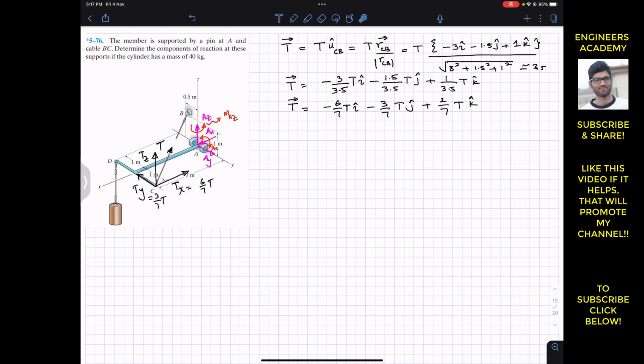Similarly, to find this T, I apply the summation of moment about point A, which must be equal to 0, since this supported member is in equilibrium. Before applying it, we need to consider the weight of this cylinder, which acts vertically downward. So let me cut this rope and remove this cylinder. We consider the weight of that cylinder as the tension in this rope.